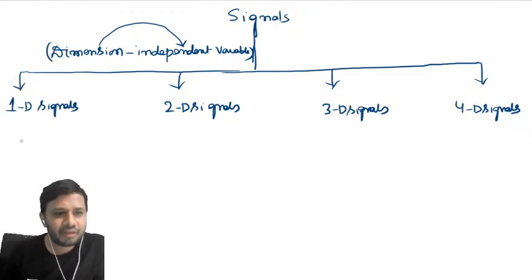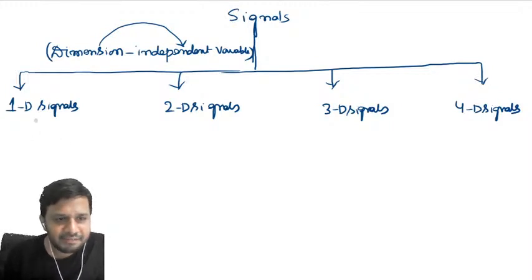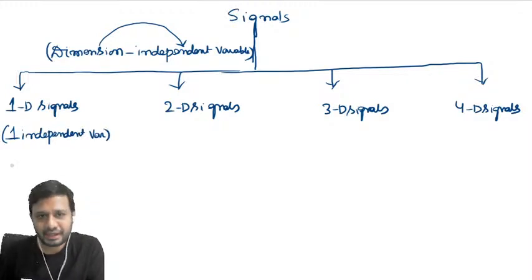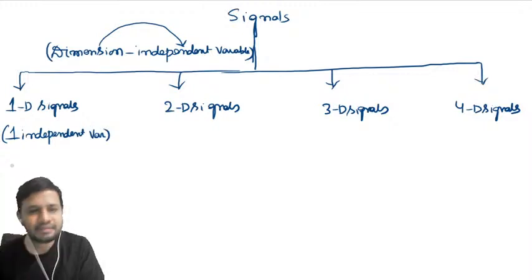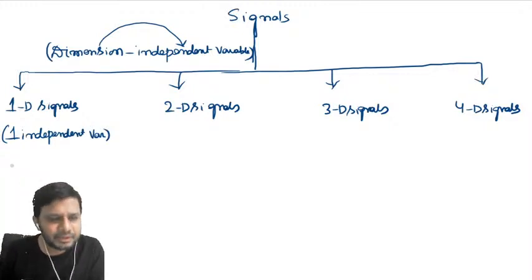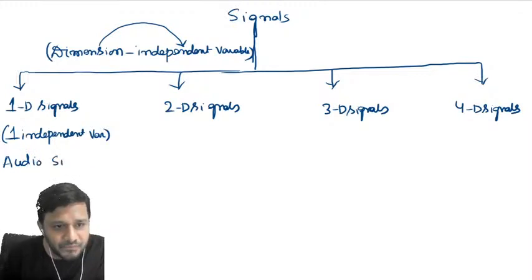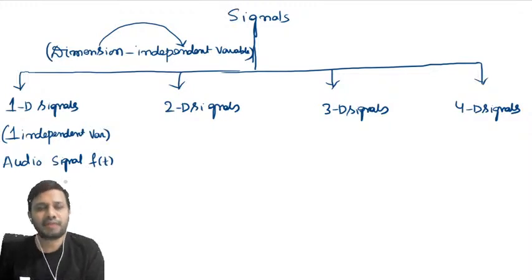Coming to the first category, called one-dimensional signal. Here the name itself signifies it. Dimension means independent variable, and remember, one-dimensional signals are those signals which have only one independent variable. What examples can you give for a one-dimensional signal? An audio signal, what we listen to daily, denoted by f of t, can be given as an example of a one-dimensional signal.